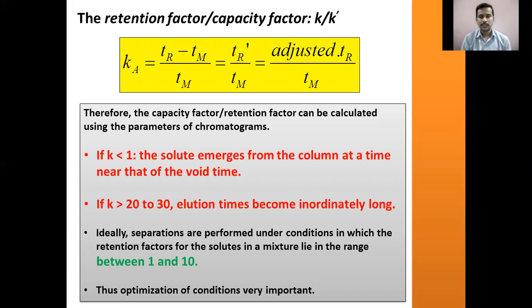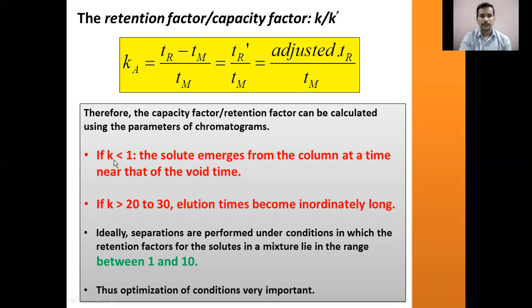Retention time means the time taken by the solute to reach the detector once the sample is introduced to the chromatographic column. So they are different. You have to subtract Tm from the retention time to get the adjusted retention time. So Ka is equal to either Tr minus Tm divided by Tm or Tr dash divided by Tm. Therefore, if we have the chromatogram, these parameters can be obtained and you can calculate the capacity factor value.